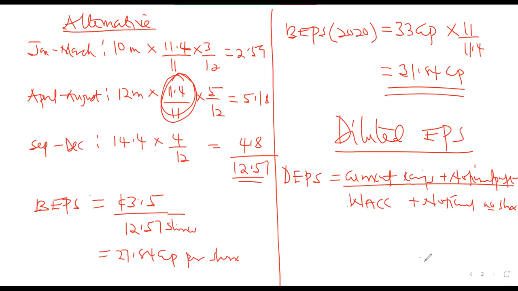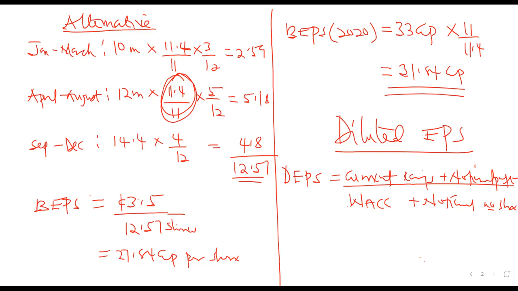So let's pick a question there. We test the instruments one by one, especially the convertible instruments. We test them one by one to see whether they are dilutive. Some of them will be anti-dilutive, and you exclude them from your calculation.